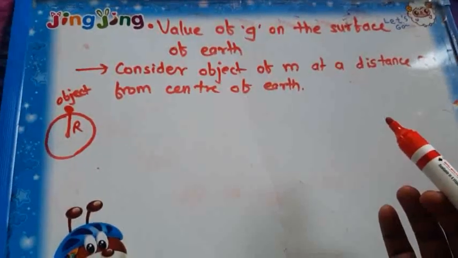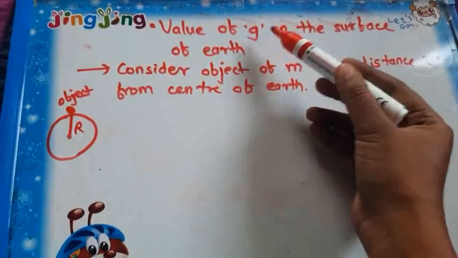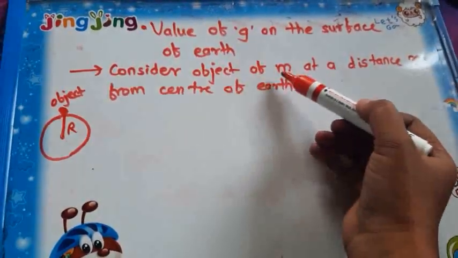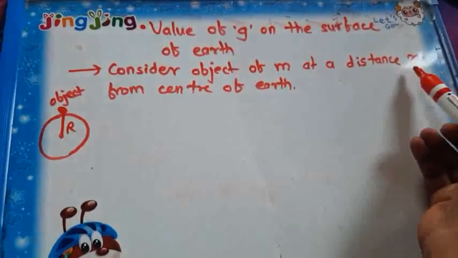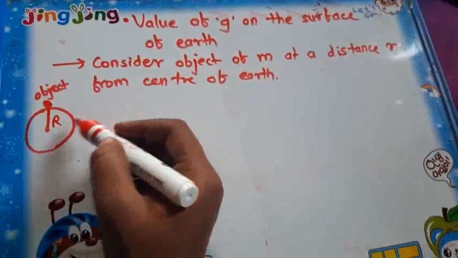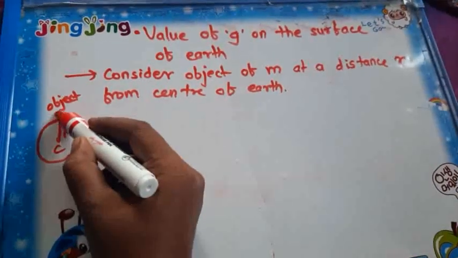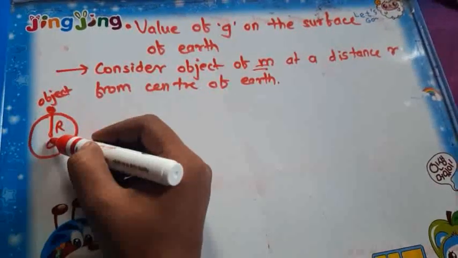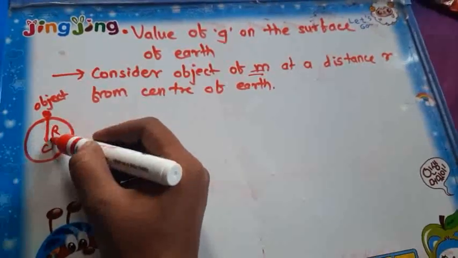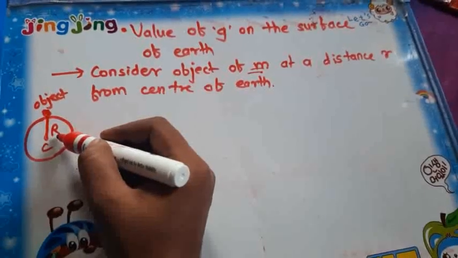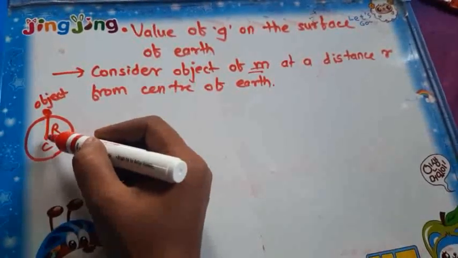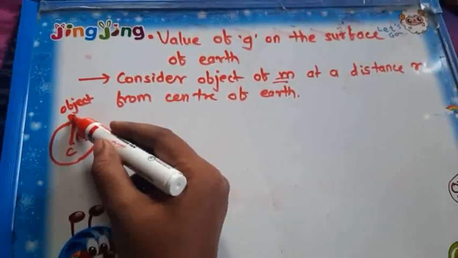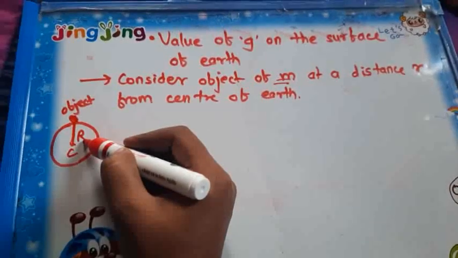Now we will calculate the value of acceleration due to gravity on the surface of earth. For that, consider an object of mass m at a distance r from the center of earth. So this is the center of earth and the object is placed here, whose mass is small m and it is at the distance r. This distance will become capital R because this is nothing but the radius of earth, as it is the distance from center to the object, that is center to the surface. So it will become the radius of the earth.